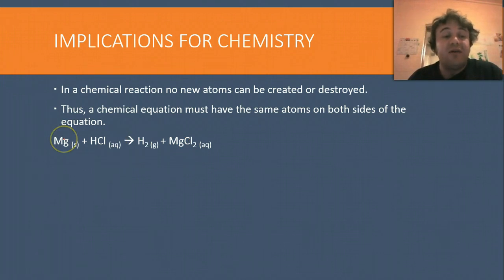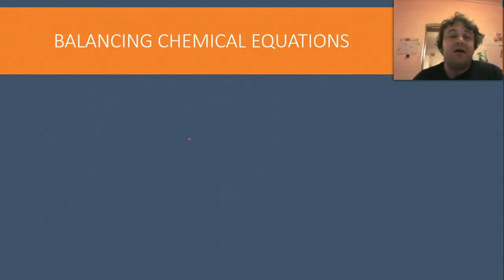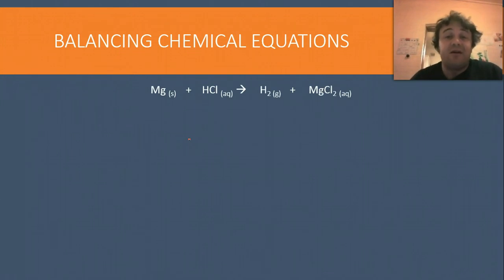So, what we see is that we have magnesium on this side, magnesium on this side. Hydrogen on this side, hydrogen on this side, chlorine on this side, chlorine on this side. There's no oxygen atoms appeared on one side. There was no sulfur atoms on the reactant side that then disappeared. We have the same atoms on both sides of the equation. Now, that almost looks complete. There's one more thing we need to do, and that is we need to balance our equation.